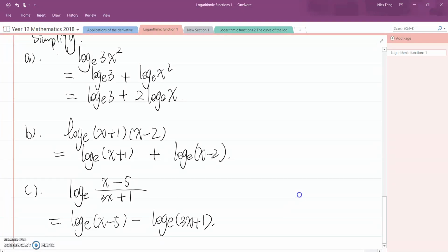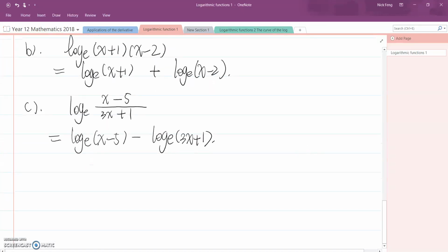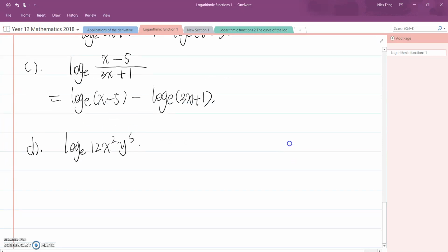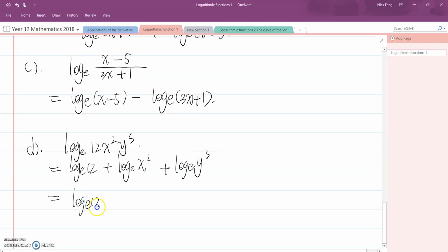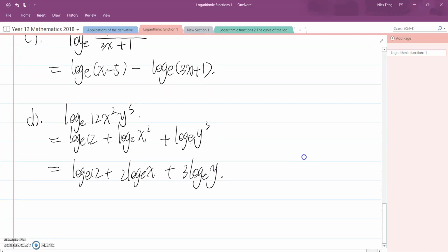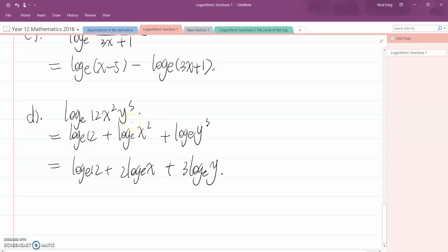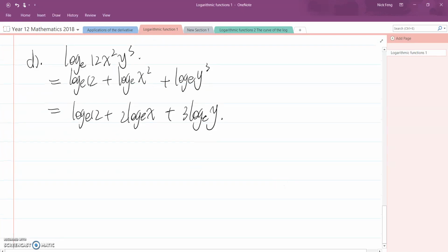So that is how we use the log law. Let me give you one more example. Let's say log of 12x squared y cubed. Now, using the log law, we should be able to separate individual terms, and then some of them can be further simplified using the other log law. Remember, the power can be brought down, but not by derivative, this is just a log law.